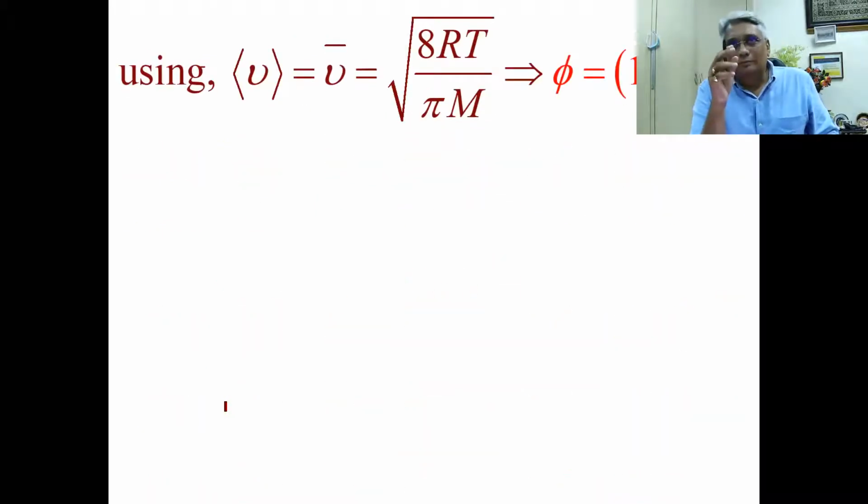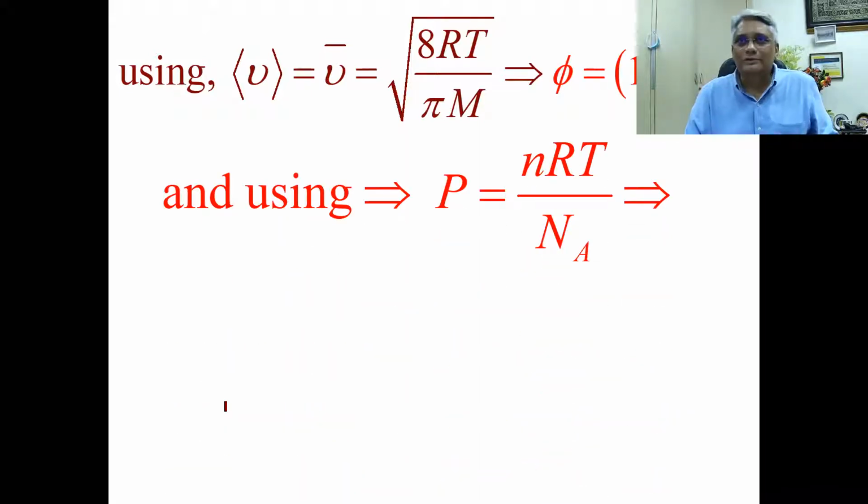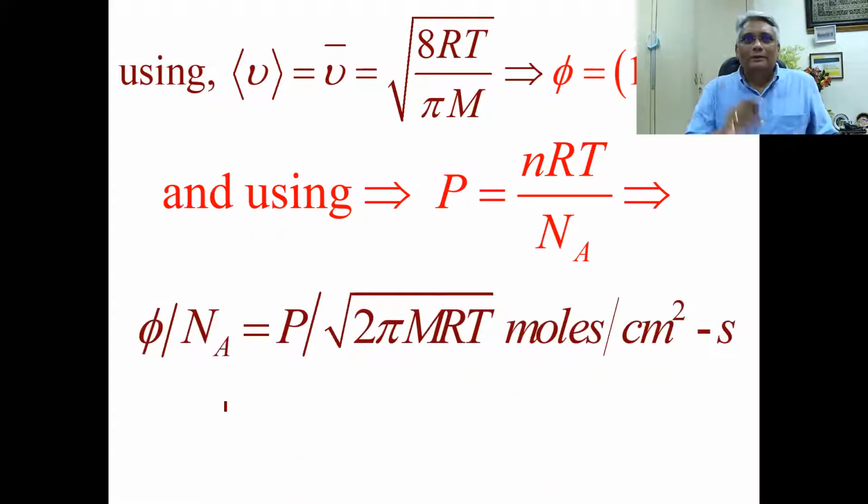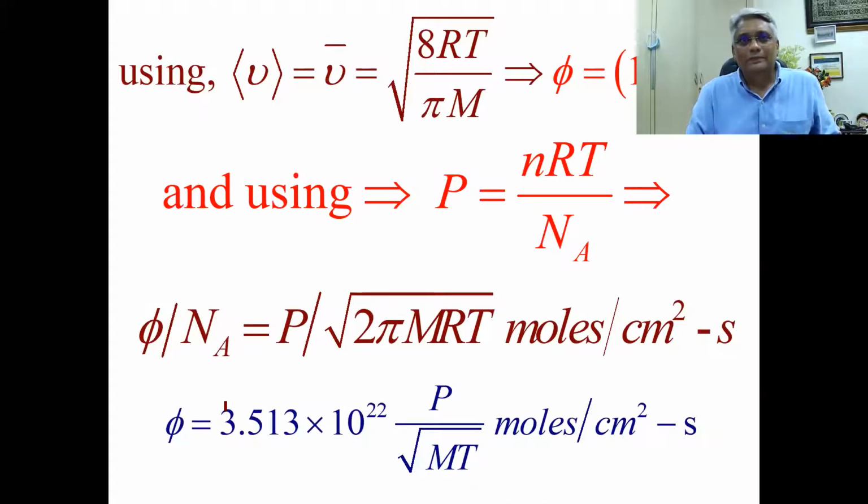Now again, going back to our equation for the mean velocity, root of 8 RT by pi m, and using the equation for pressure, nRT by N, this ratio, phi by Na, turns out to be P divided by root of 2 pi mRT moles per centimeter square second, right? And by substituting some of the known parameters, the phi works out to be 3.513 into 10 raised to 22 P by root of MT moles per centimeter square second. Okay.